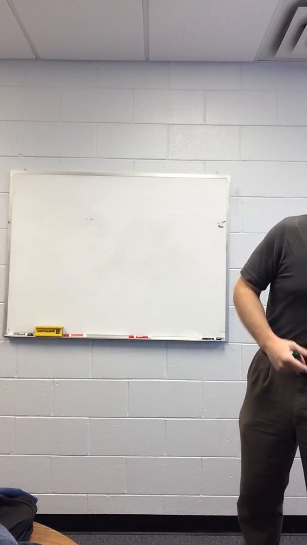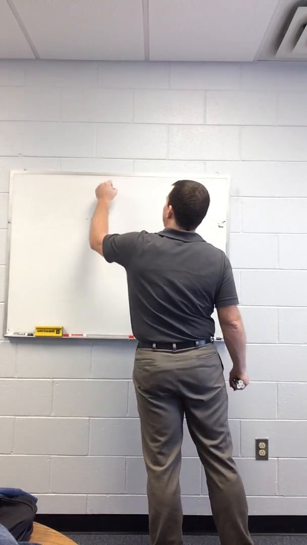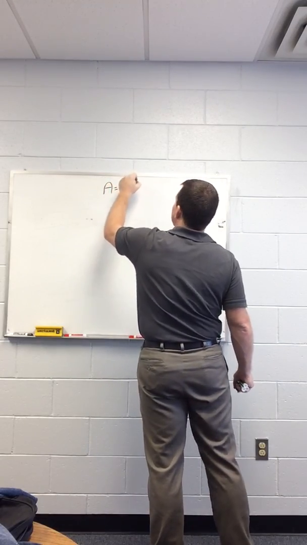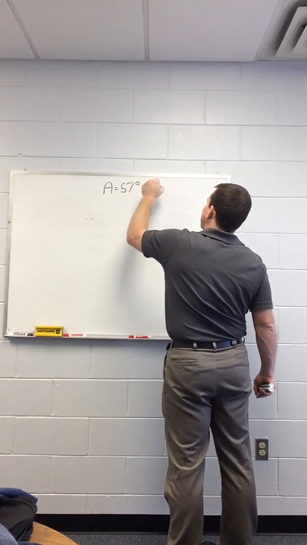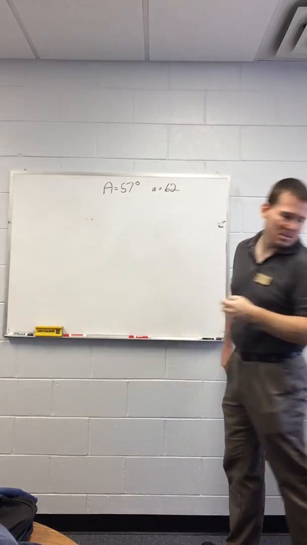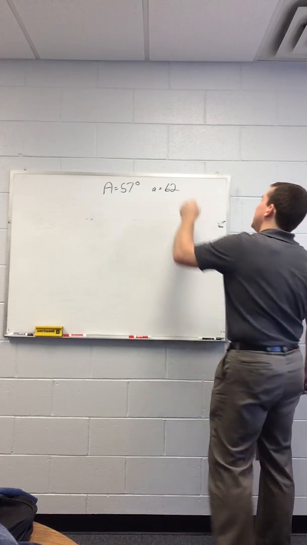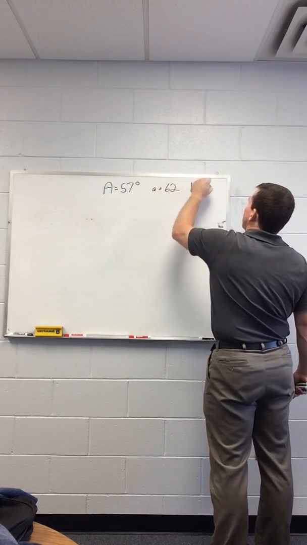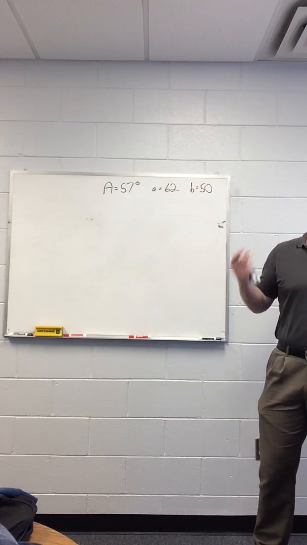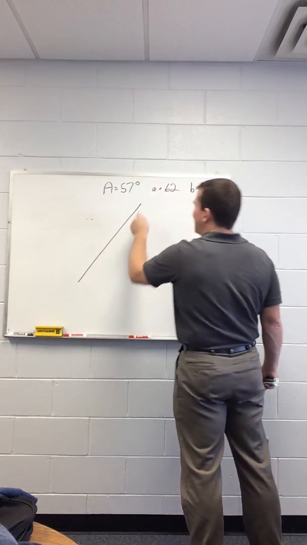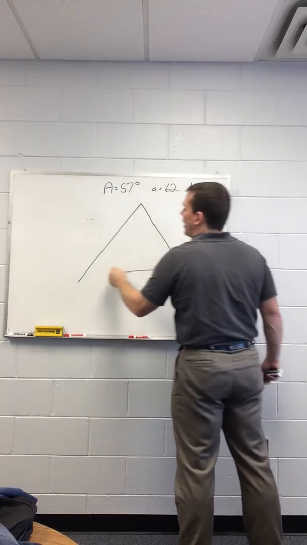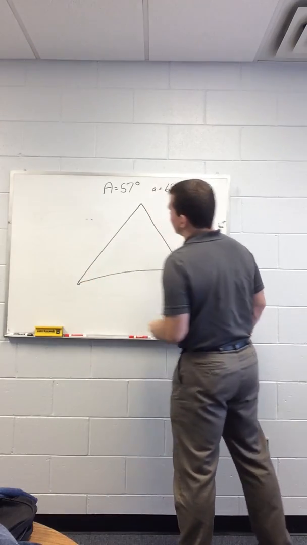So first off, we're going to say this. Suppose I have a triangle where angle A equals 57 degrees, side a equals 62, and side b equals 50. Solve the triangle. Just draw a triangle. It does not have to be perfect. You don't have to pull out a protractor or anything. I really just need a triangle.